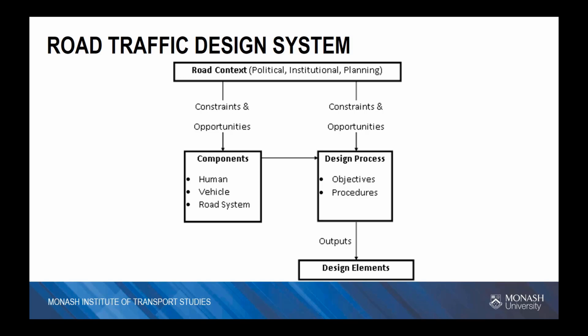As mentioned in the previous presentation, both the road traffic system and the design process exist within a wider context that's affected by political considerations, the institutional structure of the road authority, and the planning process. This provides both constraints and opportunities on what can be achieved within our road traffic system. When we discuss road safety, and in particular the SAFE system, we're considering political, institutional, and planning factors that influence the way we design and operate our road network.